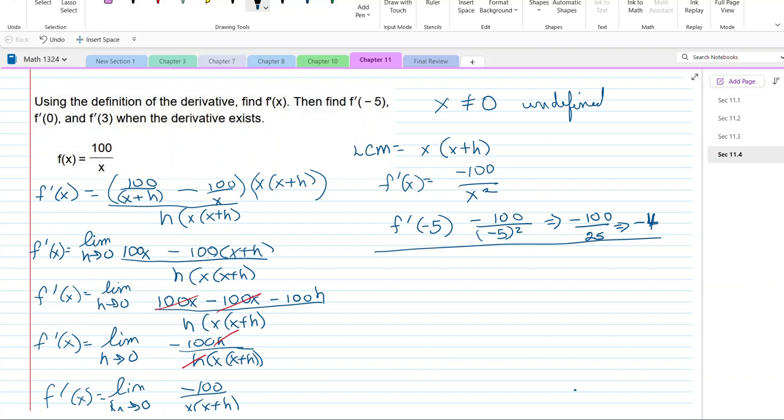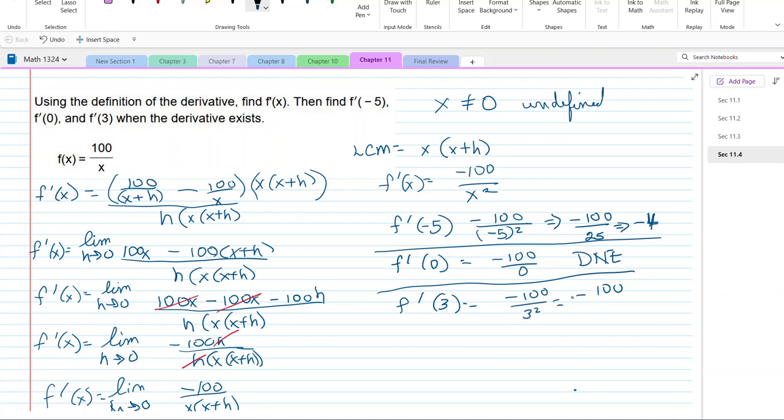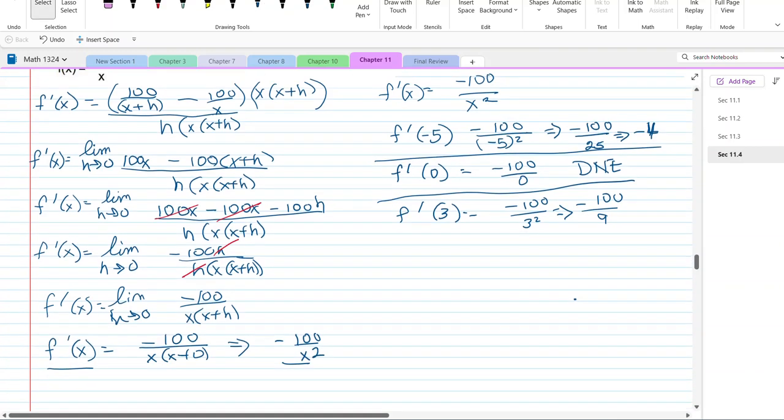And now I'm going to do the next one, f prime of 0. Well, that is undefined, so it does not exist. There is no derivative possible for that. Then I'm going to do f prime of 3. So for that, it does exist and it does work.